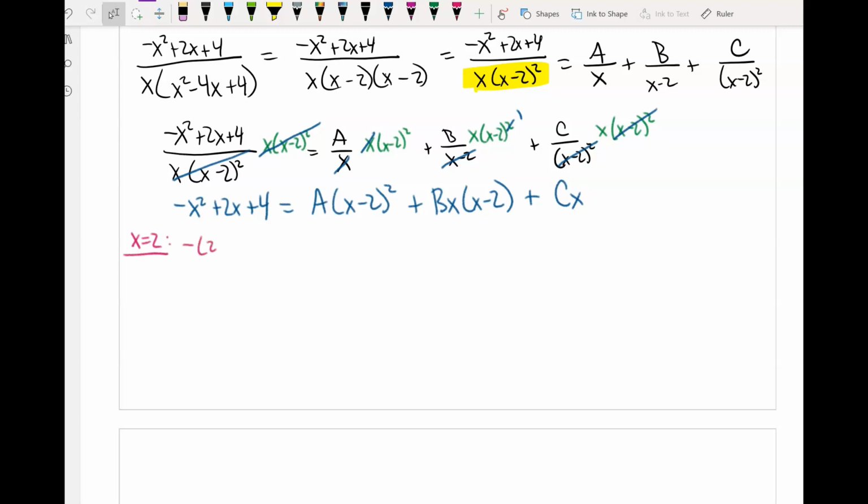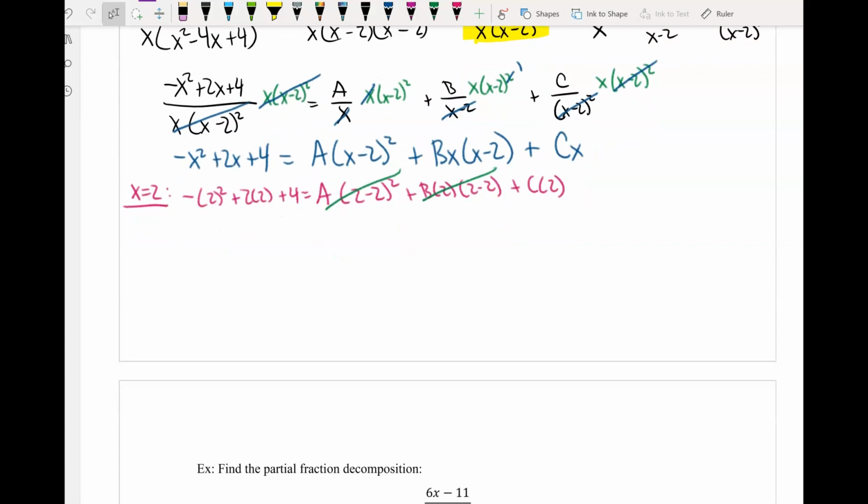I'm going to get negative 2 squared plus 2 times 2 plus 4. Then I'm going to get a times 2 minus 2 squared plus b times 2, 2 minus 2 plus c times 2. And notice that if I do that, this 2 minus 2 is 0, so this goes away, and this goes away as well. So in this case, I'm going to have my calculator over here because clearly my mental math is going to be terrible. So on the other side, I'm going to get a positive 4 is equal to, these two go away, and I have a 2c left. So notice that this made it a lot easier to work with.